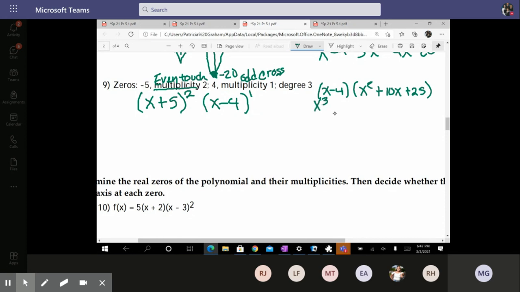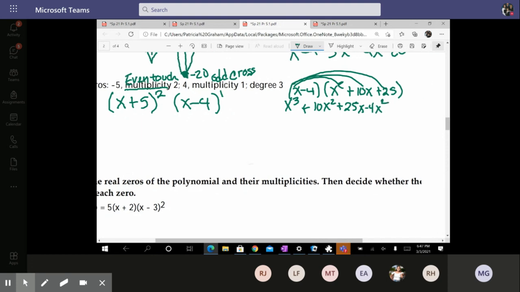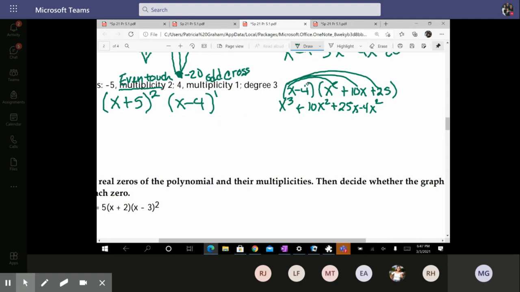X to the third, 10x squared plus 25x minus 4x squared minus 40x minus 100.